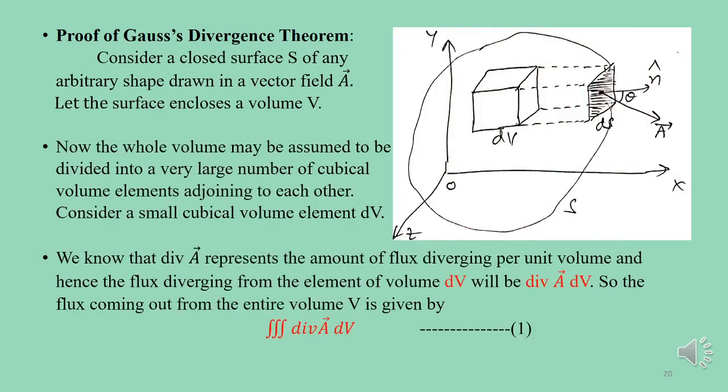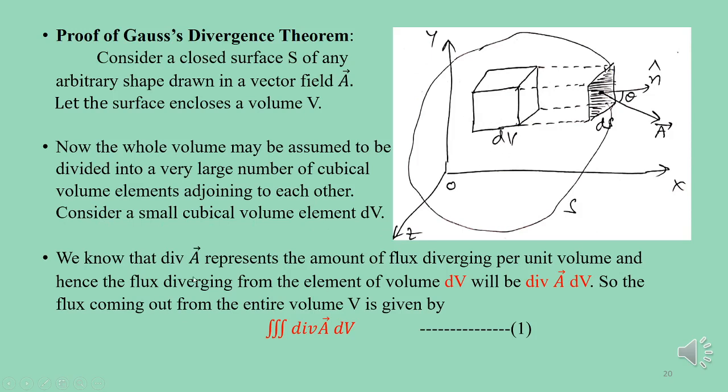Proof of Gauss divergence theorem. Consider a closed surface S of any arbitrary shape drawn in a vector field A bar as shown in the figure. Let the surface enclose a volume V. Now, the whole volume may be assumed to be divided into a very large number of cubical volume elements adjoining each other. Consider a small cubical volume dV as shown in the figure.